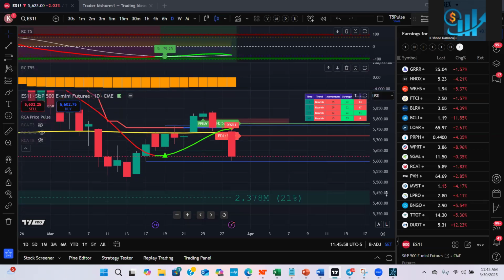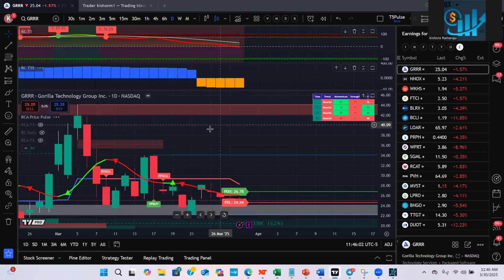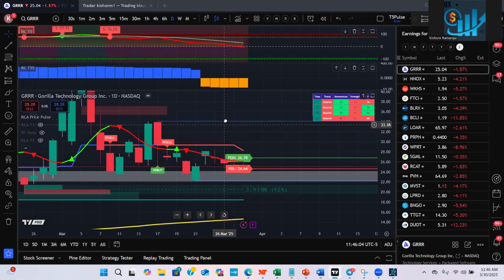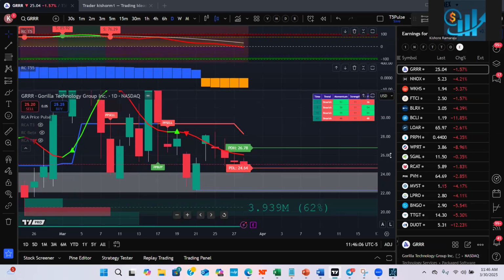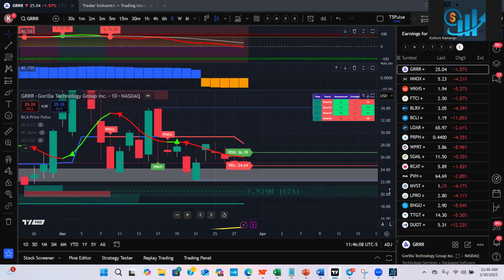So for example, we are looking at one of the tickers for which we have earnings tomorrow. Here I have different indicators like Price Pulse, T55, and T5. Let us go one by one. We are in the daily time frame.